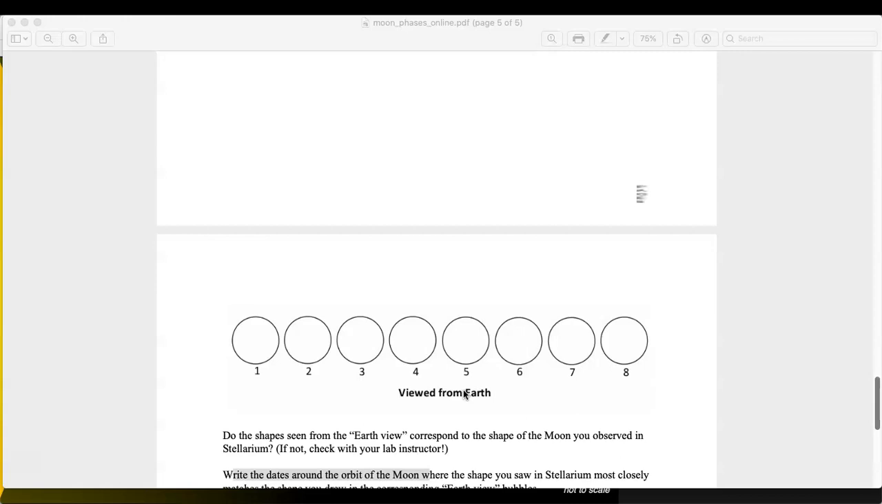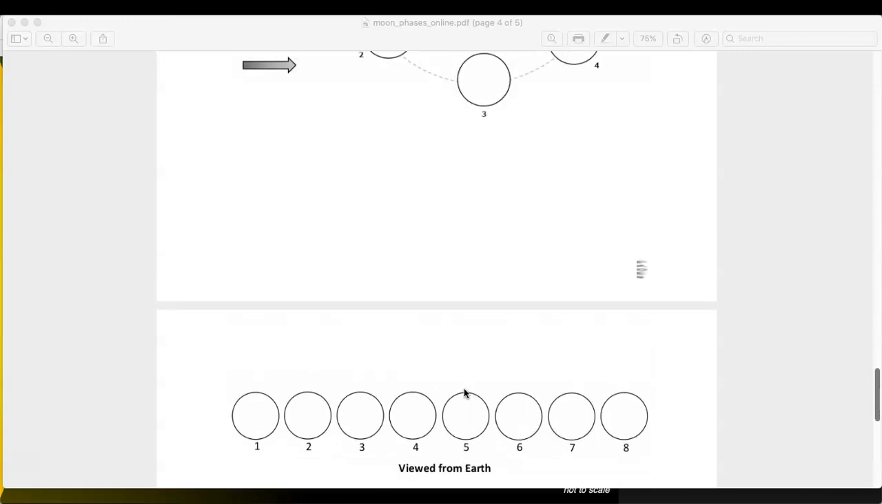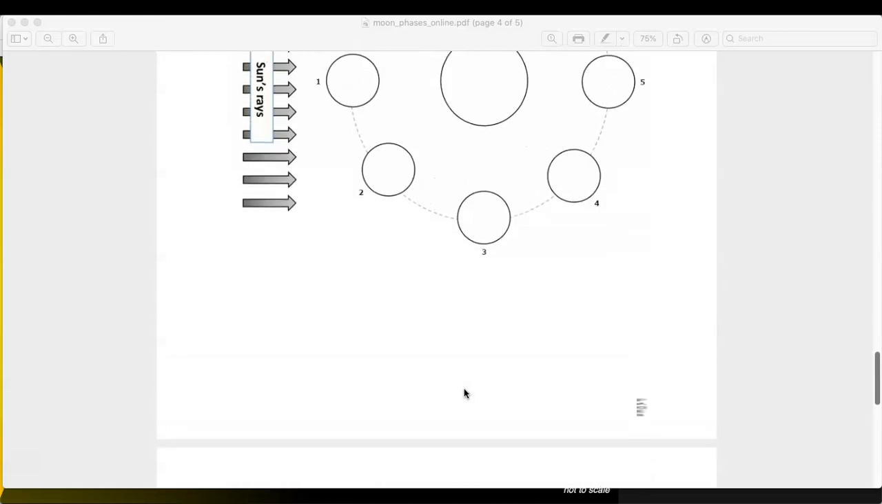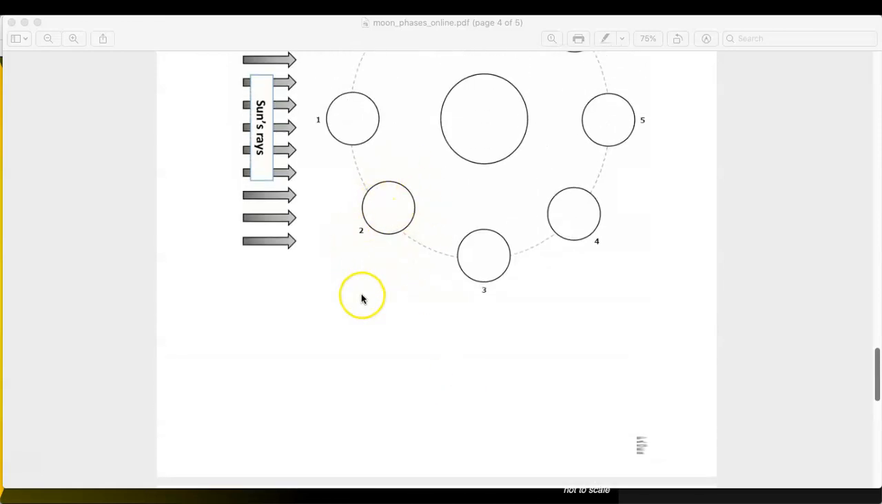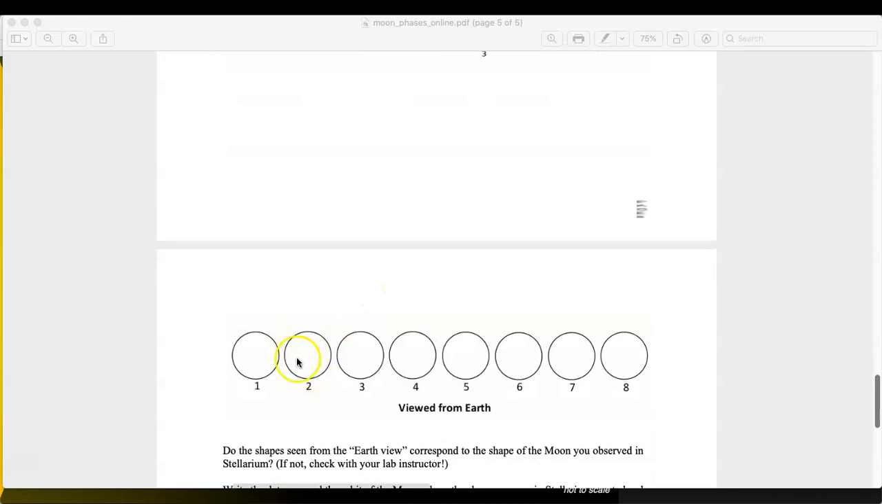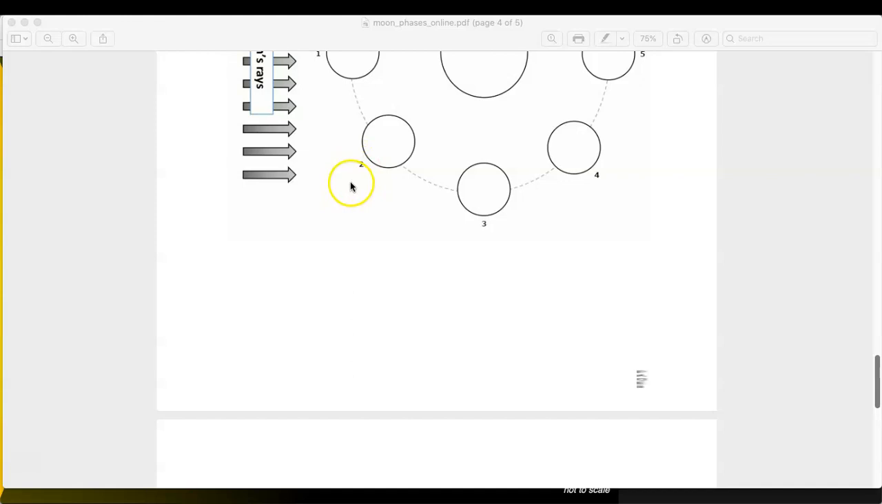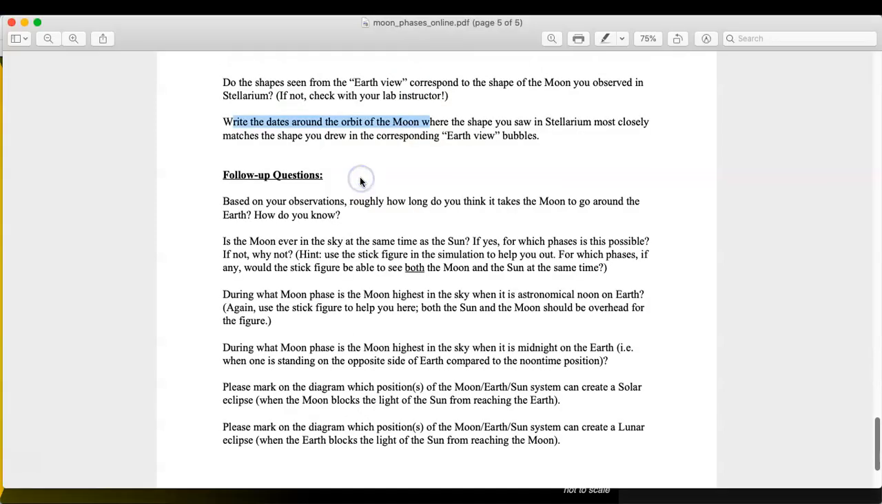So for example, for me, I did find that on March 28th, the moon looked like what I found for the moon here as viewed from Earth. And so I wrote the date next to this observation, this position of the moon. First, we're kind of making a schedule of the moon's positions and what it looks like from Earth in those different positions. So we have some follow-up questions here based on your observations.